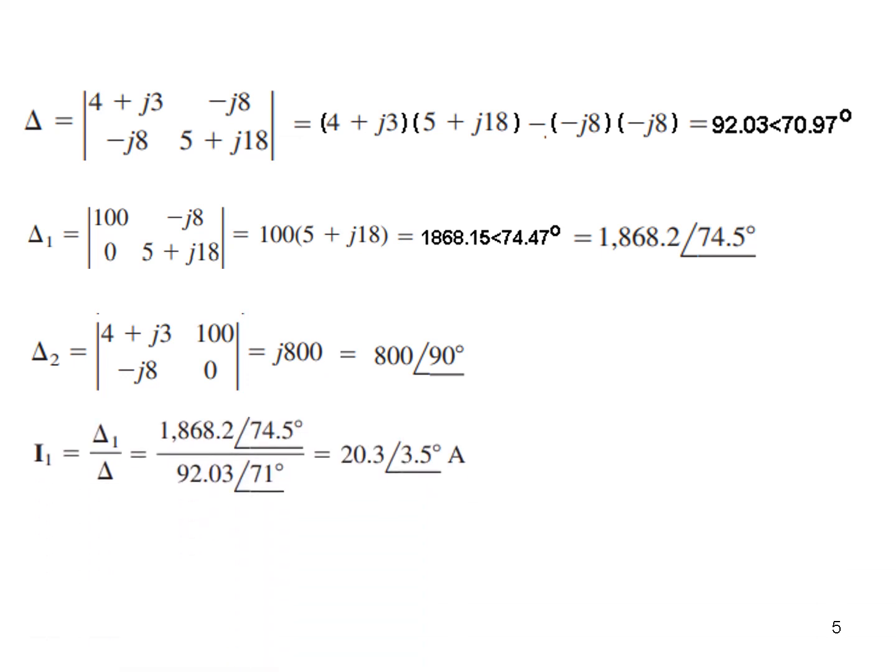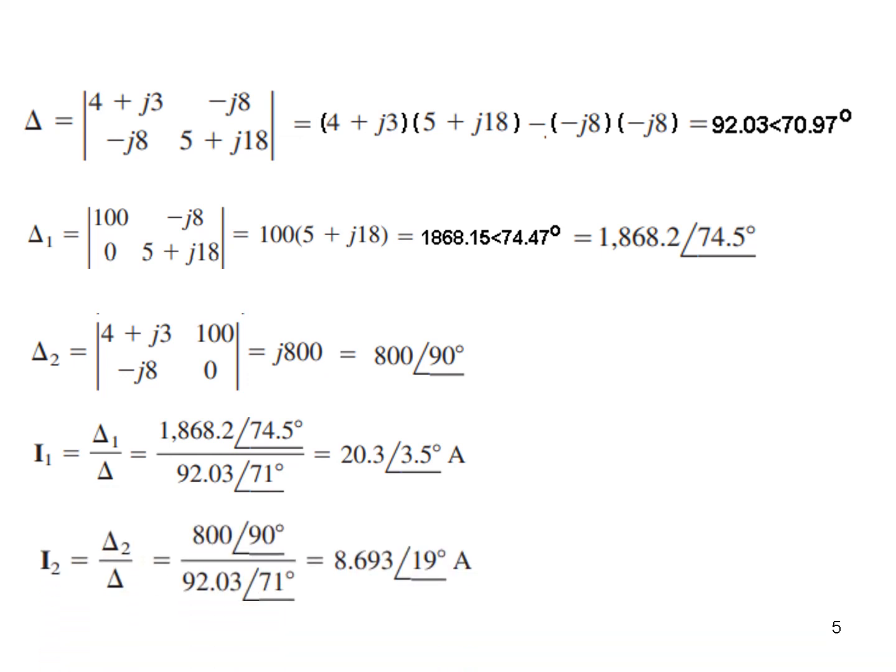And now I1 is delta 1 over delta, plugging in the delta value and this value for delta 1 divided by delta. Again, with your calculator, straight away you get 20.3 angle 3.5 amperes. And similarly for I2, putting in the values of delta 2 and delta, this is I2. So I hope you have been able to follow this, and if you follow the right steps, there will be no problem in solving this type of question.